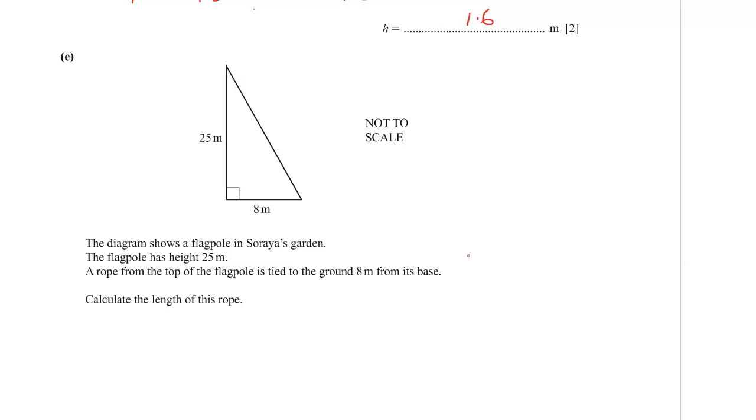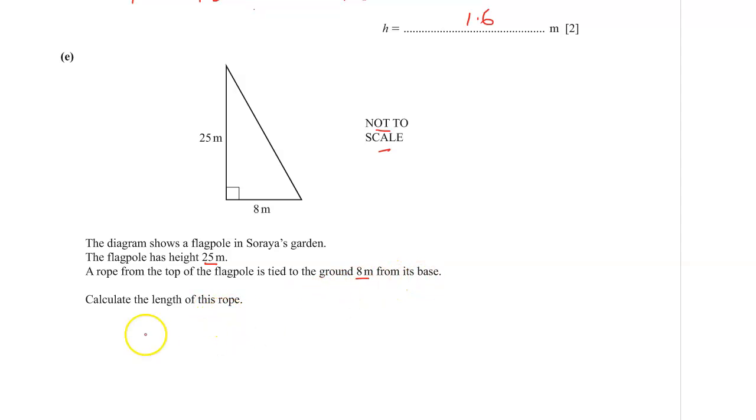Part E. This diagram is not to scale. There's a triangle. The diagram shows a flagpole in Soraya's garden. The flagpole has a height of 25 meters. A rope from the top of the flagpole is tied to the ground 8 meters from its base. Calculate the length of this rope.